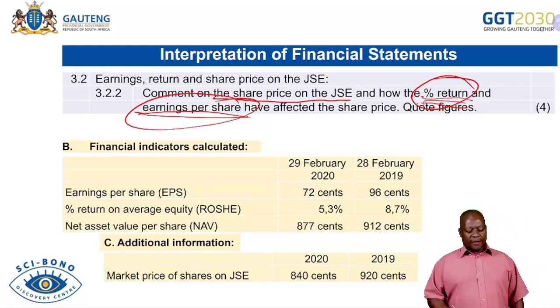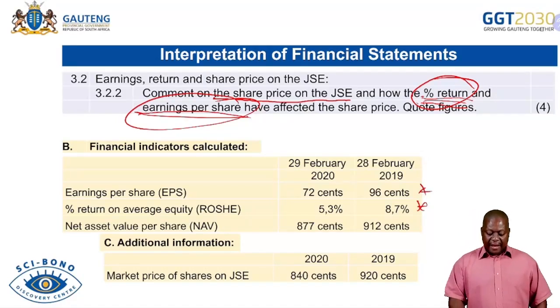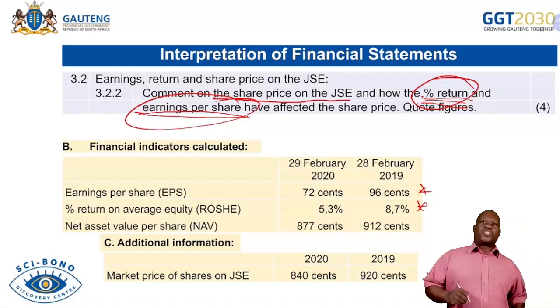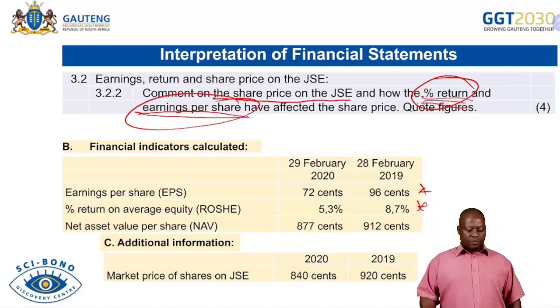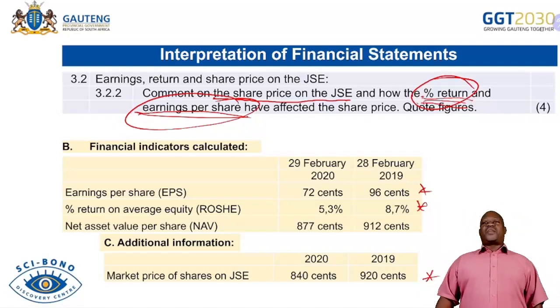That's the reason why you can see we are bringing the ROCE for the percentage return. We are bringing the earnings per share, and then we are bringing the share price on the JSE. So let's check what happened to the share price on the JSE. It has gone down, it has declined, it has changed from 9 Rand 20 cents to 8 Rand 40.